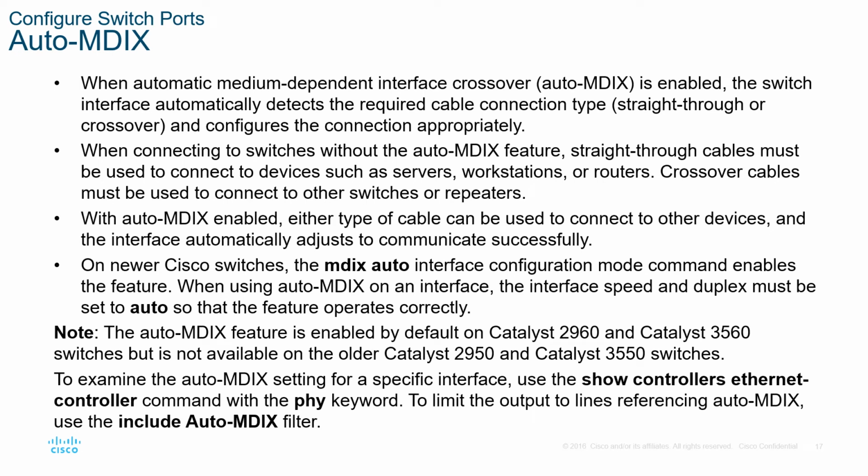Auto-MDIX is the feature of the switch where it automatically adjusts to the cable type. Usually if you have switch to switch, we use a crossover. But if a switch has auto-MDIX, which is enabled by default, then you can use a straight-through cable to connect a switch to a switch. If in case it's disabled, the command to type is mdix auto.